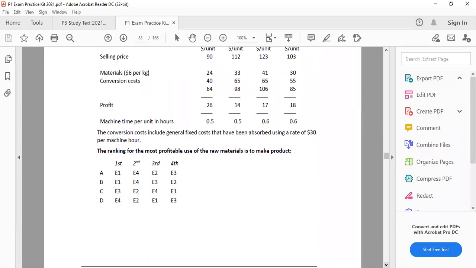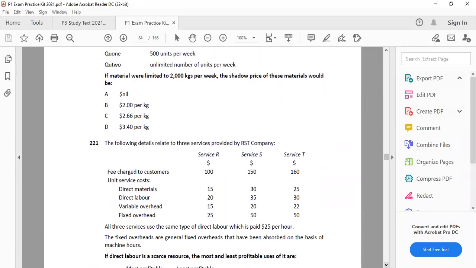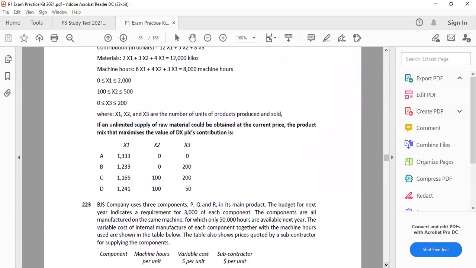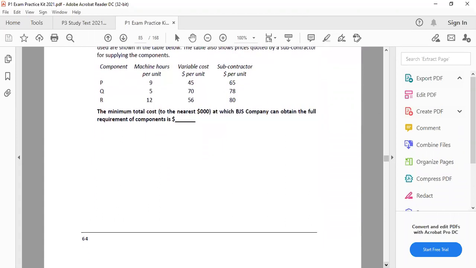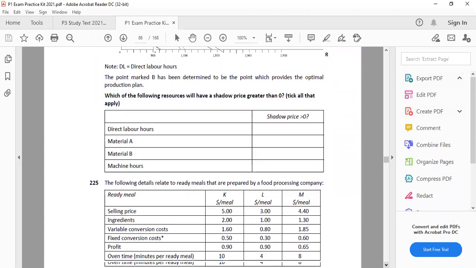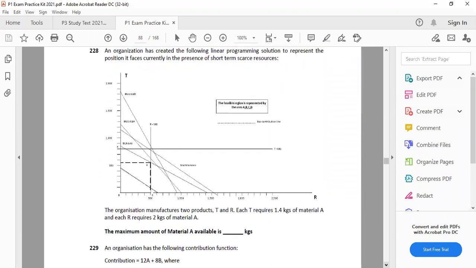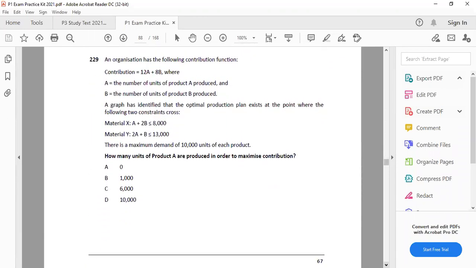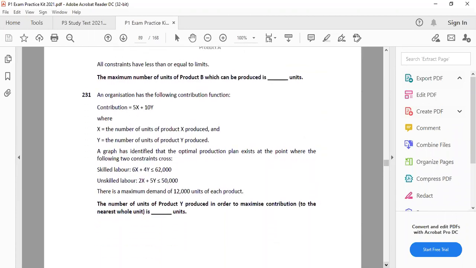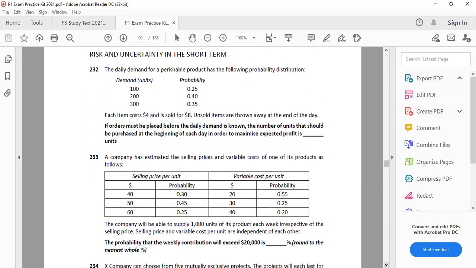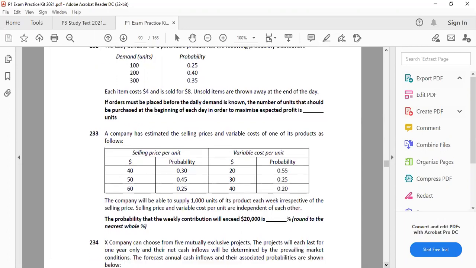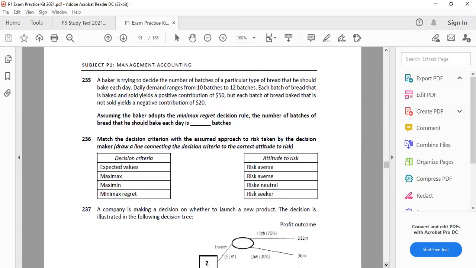The next topic we have is risk and uncertainty. For linear programming, the concept has to be explained to you first, and after that only we can work out the questions. Then comes risk and uncertainty. So two major topics are there, and according to the schedule, only 2 days are left. So I may schedule one more additional day.